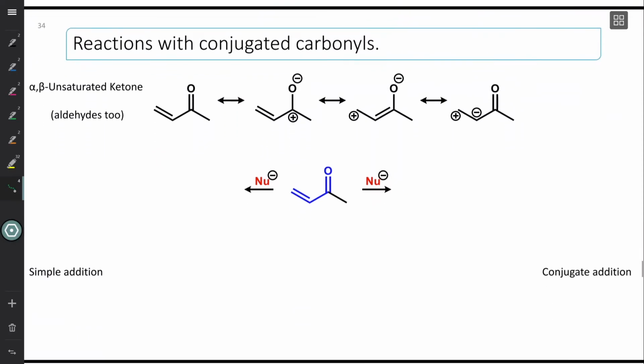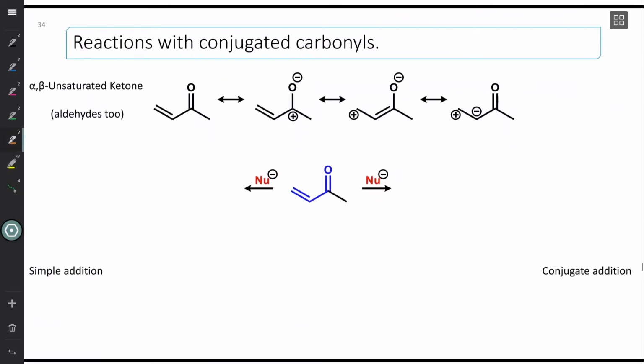So, conjugated carbonyl, sometimes called alpha-beta unsaturated carbonyl, can be ketone, aldehyde. So alpha-beta, right, so this is your carbonyl, this is alpha, this is beta, and there's that unsaturation. That's why it's called alpha-beta unsaturated. Now, these are conjugated structures. They have resonance structures. Some resonance structures are better than others. Here are the four for this structure.